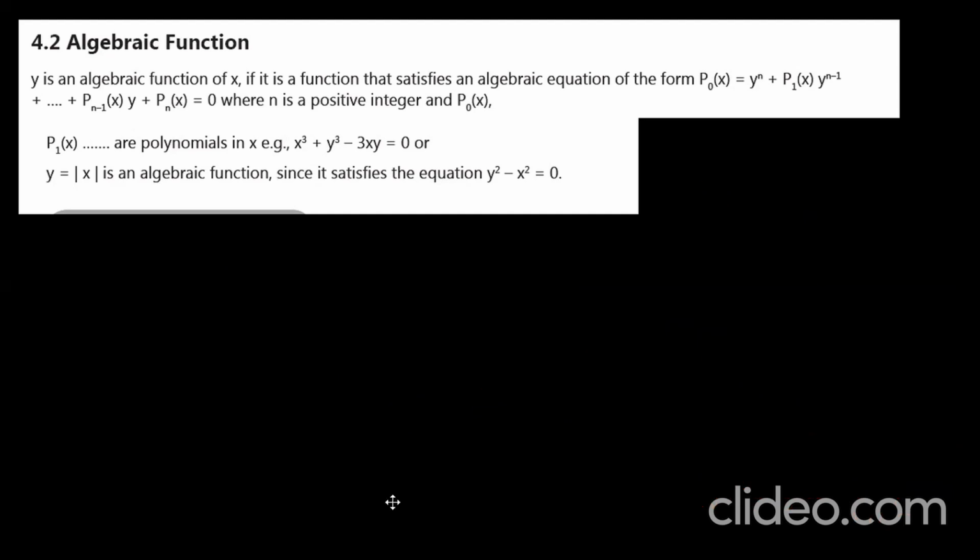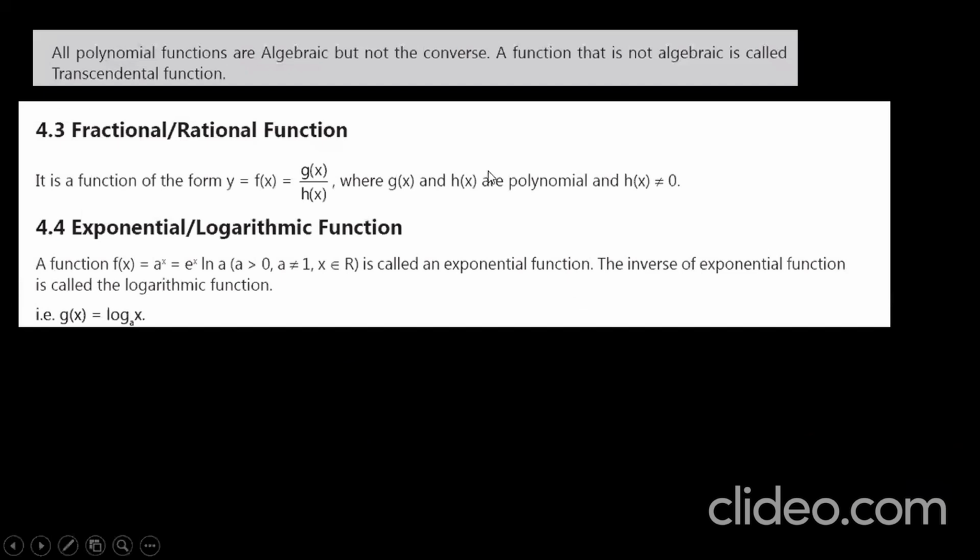This is about algebraic functions. Next, all polynomial functions are algebraic but not the converse. A function that is not algebraic is called a transcendental function. We already observed real valued functions, algebra of real variable and real function. A real function means if you combine these two, those can be called real functions.